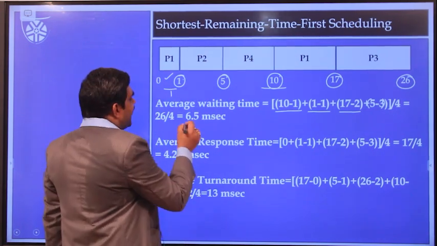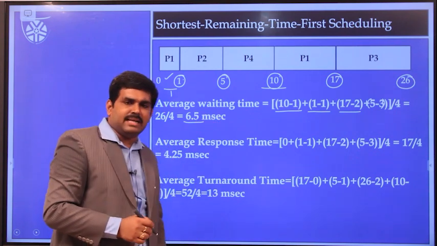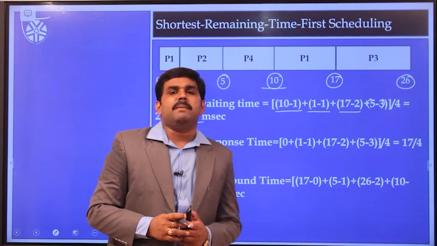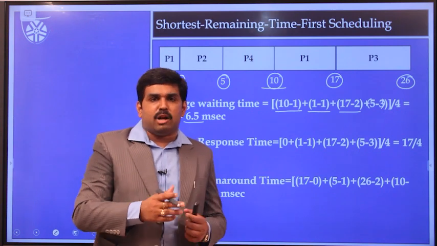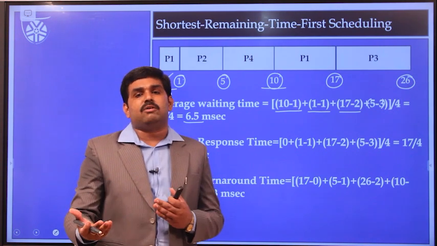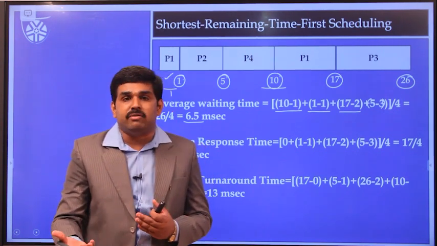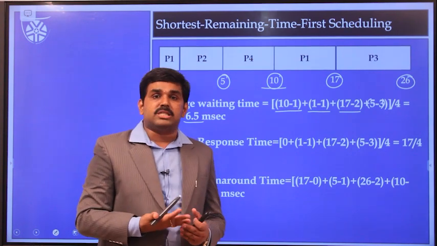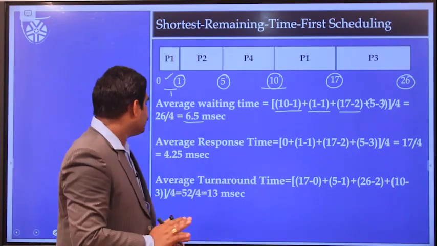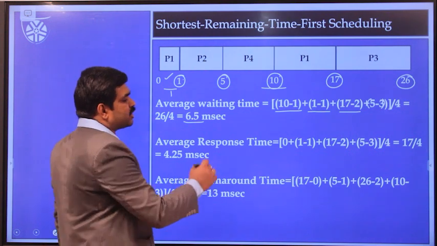So average waiting time is 6.5 milliseconds. But in the case of the preemptive scheduling algorithms, not like in non-preemptive, the response time and waiting time should not be equal. In the case of the preemptive, the response time and waiting time should be different only. So I am going to recompute the average response time here.